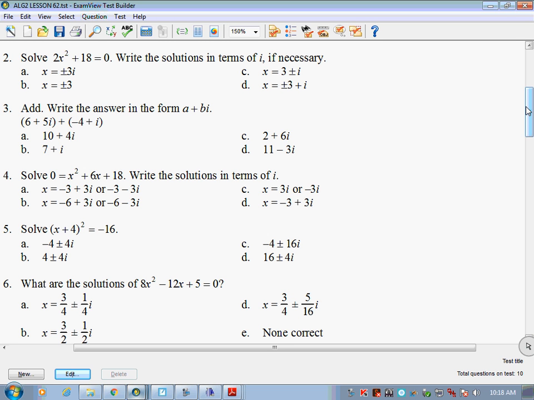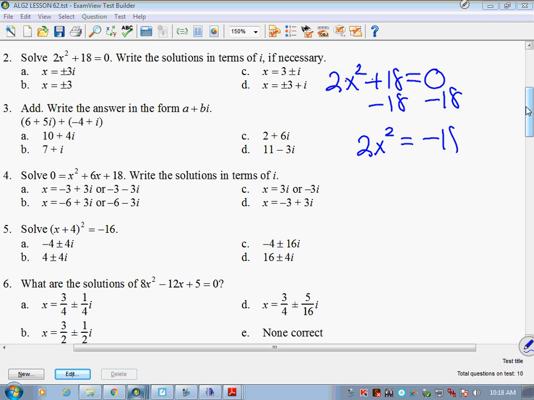Now, number 2, solve 2x squared plus 18 equals 0. Write the solutions in terms of i if necessary. There are a few different ways to do this, but I'm going to try to keep this as simple as possible. We want to solve for x, which means I want to get everything else over to the other side, correct? What's the first thing that can go to the other side? I can subtract 18, that's right. So I get a negative 18. So I got 2x squared equals negative 18.